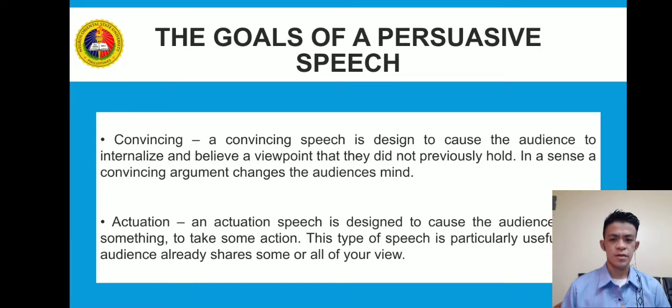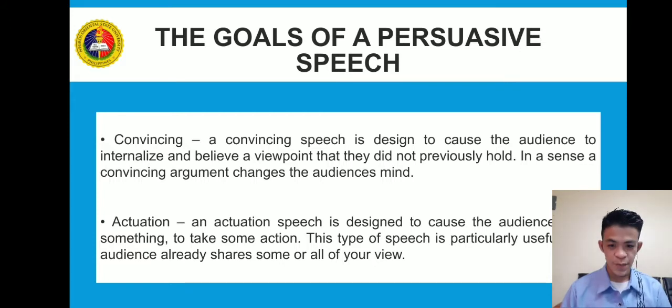So, for example, when a person is trying to say that everyone needs to get vaccinated, the goal of the speaker is not for the audience to hear how he feels after vaccination, but it also encourages or convinces others to get vaccinated. So that is convincing.